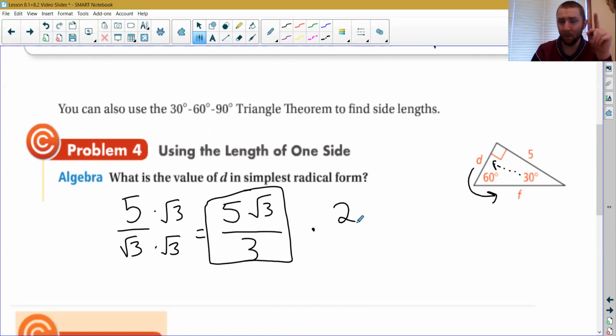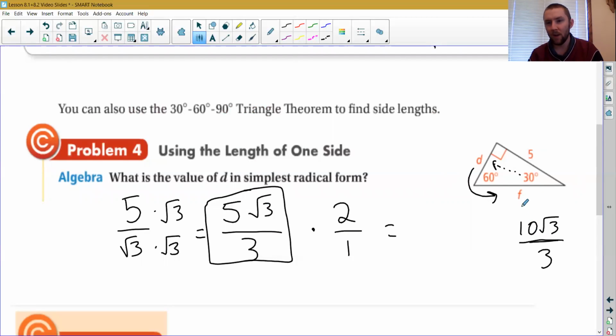It's important to remember that when we multiply a fraction by a whole number, we just multiply the numerators, right? Because this is sort of like multiplying by 2 over 1, so the bottom is not going to change. So this side length here is still going to have a denominator of 3. The top now, instead of being 5 radical 3, if I double it, it's just going to be 10 radical 3. Okay? So 10 radical 3 is f. This is d. This is f. 10 radical 3 over 3.